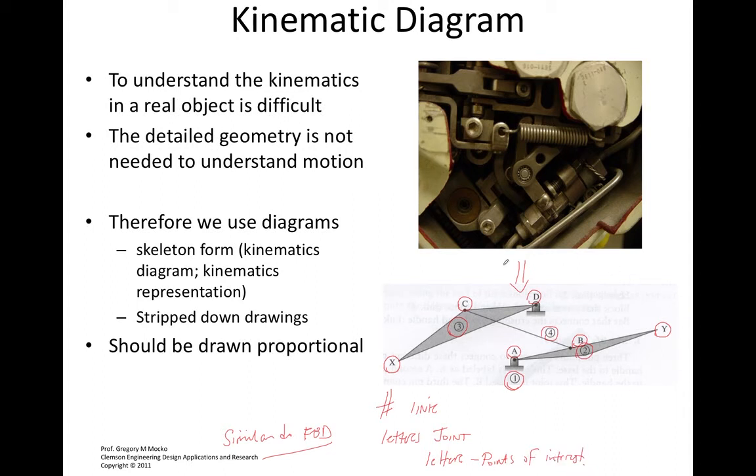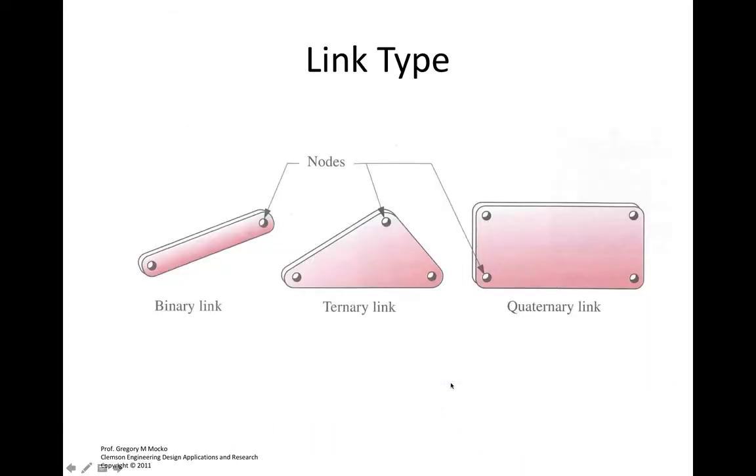Okay. This is a kinematic diagram. It ignores some physical aspects and elements of the real physical part. Within the context of the kinematic diagram, we have different types of links. A binary link has 2 joints, one on each end. A ternary link has 3 joints, and a quaternary link has 4 joints located in it.